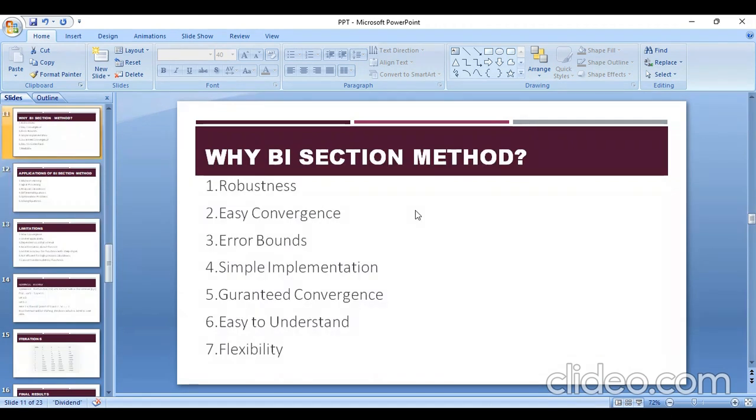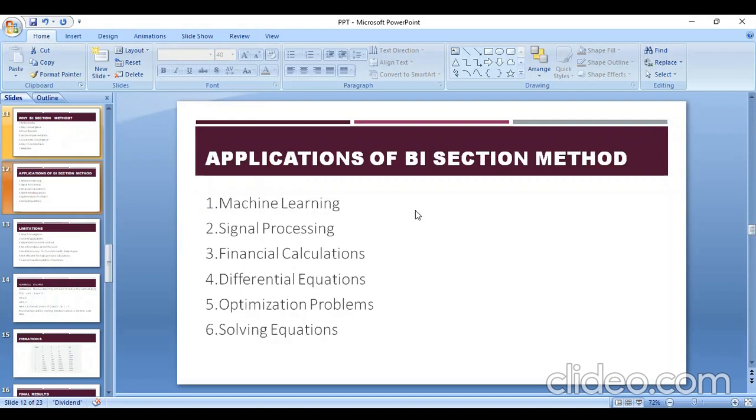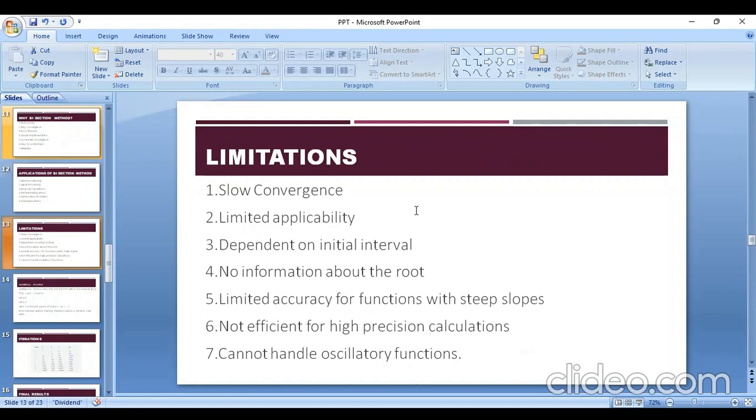This method has many advantages. Among them are it has simpler implementation, it is easy to understand, it has high flexibility, etc. It has wide variety of applications in many fields like machine learning, solving differential equations, solving optimization problems, and solving signal processing problems. Limitations of bisection method. It has very slow convergence. It is dependent on the initial interval, etc.